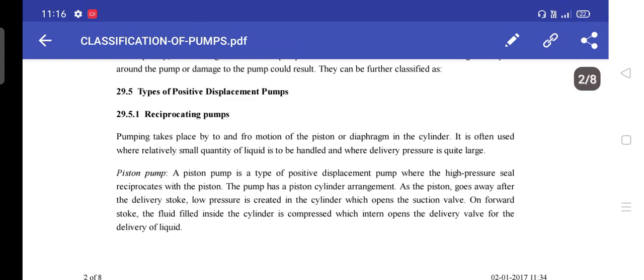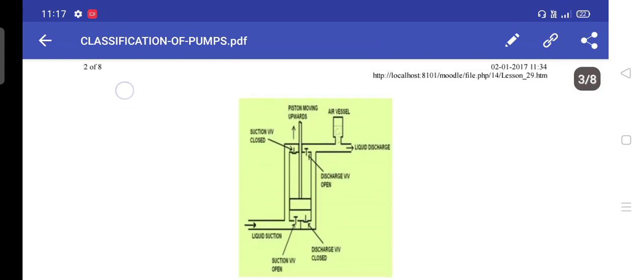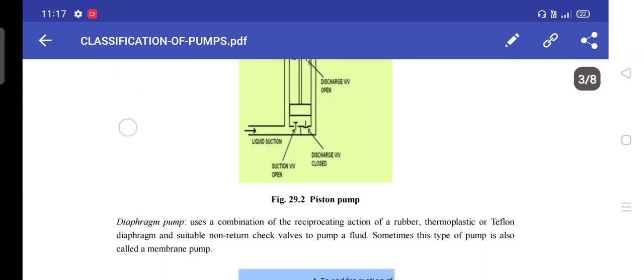Piston pump. A piston pump is a type of positive displacement pump where a high pressure seal reciprocates with a piston. The pump has a piston cylinder arrangement. As the piston goes away after the delivery stroke, low pressure is created in the cylinder which opens the suction valve. On the forward stroke, the fluid filled inside the cylinder is compressed, which in turn opens the delivery valve for the delivery of liquid. So this is a piston pump.